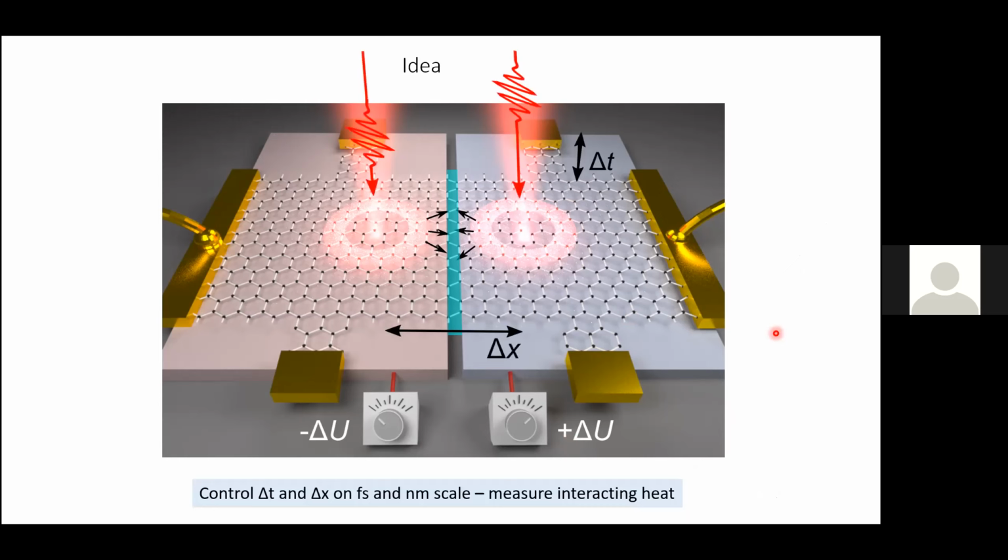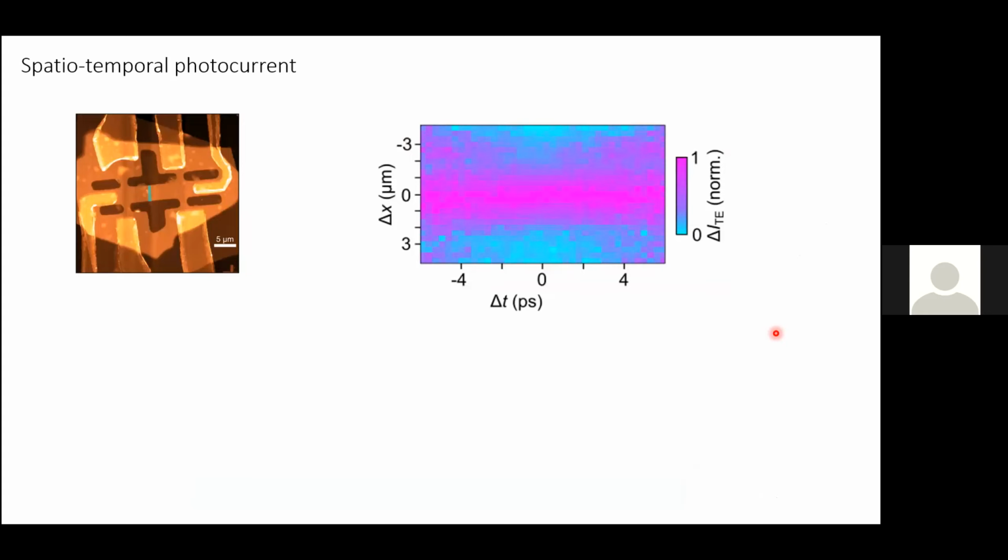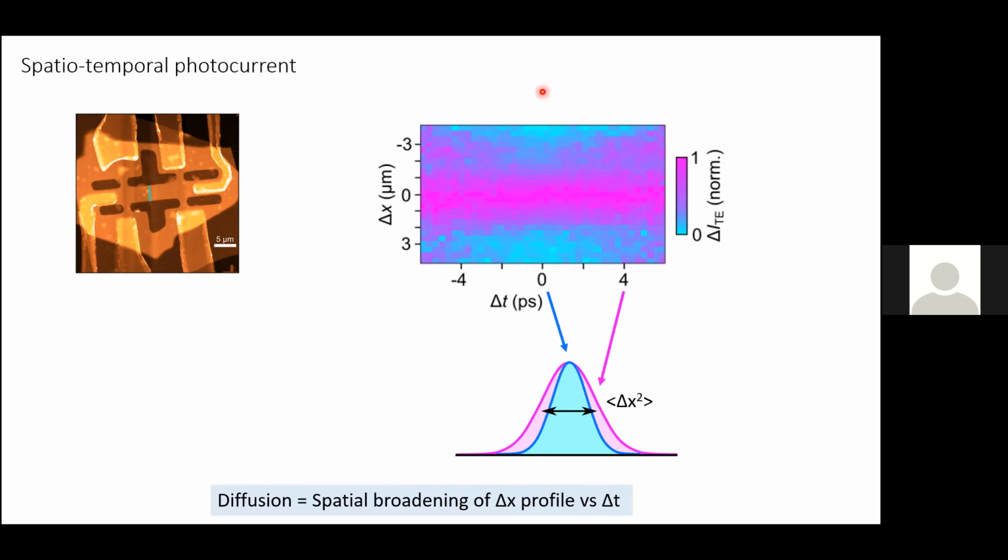And now the idea is by changing our pulse delay and also our spatial offset, we're again getting spatial-temporal information, because how this interacting heat manages to reach the split gate region will tell you how fast it diffused. So this is then the data set as a function of the spatial offset and this temporal offset. We get our photocurrent signal of the interacting heat at the junction. And right in the middle, it's narrow. And then if you go towards the sides, it's broader. So it's again this diffusion, right?